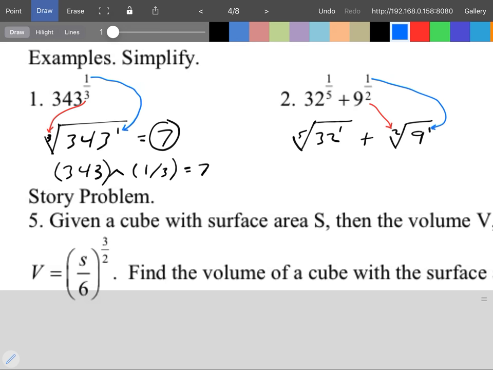Okay, so the first one, we need the 5th root of 32. So you got to ask yourself, what number times itself 5 times gives you 32? So that should be 2, because 2 times 2 is 4, times 2 would be 8, times 2 would be 16, times 2 would be 32. So this should be a 2. The 5th root of 32 is 2, plus, and then the next one is the square root of 9. So it's what number times itself equals 9. Well, that's just 3. So you get a final answer on this one of 5.